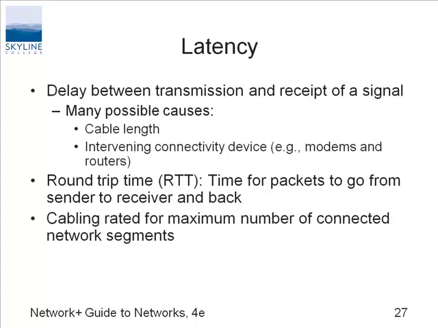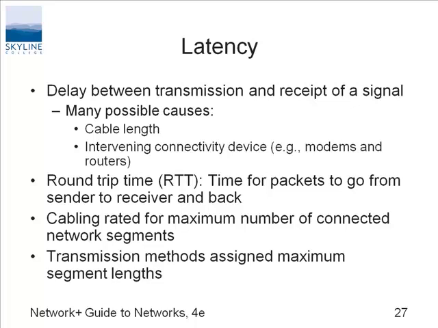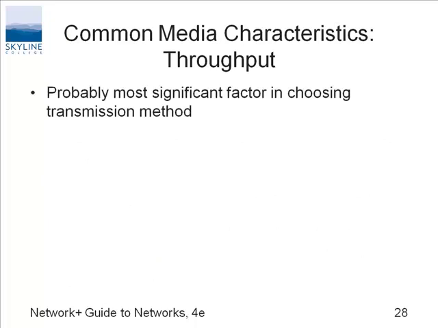Cabling is rated for the maximum number of connected network segments, how many can be connected to it. And there's lots of variables that would go into how many computers, how many nodes could be on a segment. Whether you're on a hub, whether you're on a switch, what kind of topology are we using? We'll get into those next week, into the topologies. Transmission methods assigned to maximum segments.